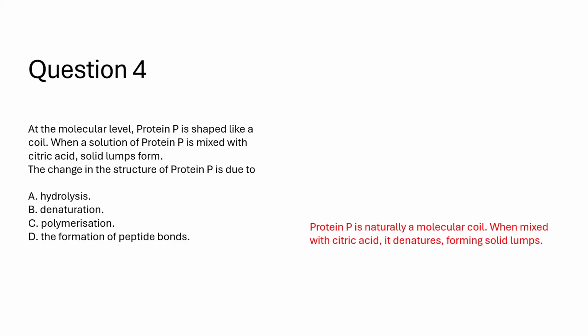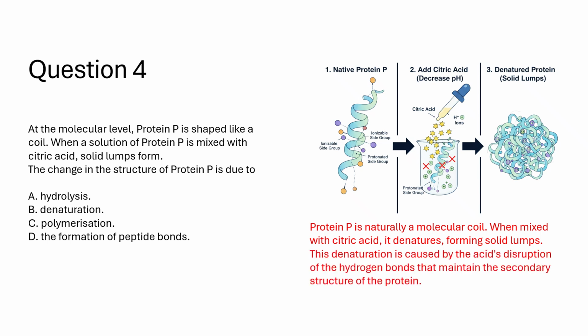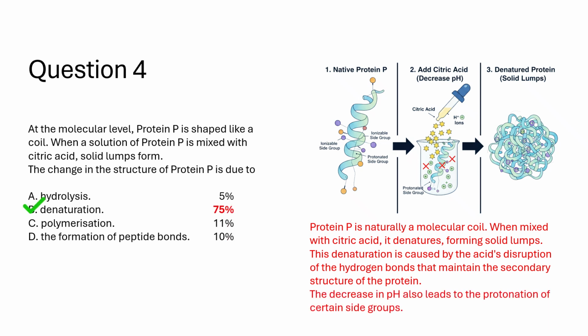Protein P is naturally a molecular coil. When mixed with citric acid, it denatures, forming solid lumps. This denaturation is caused by the acid's disruption of the hydrogen bonds that maintain the secondary structure of the protein. The decrease in pH also leads to the protonation of certain side groups.